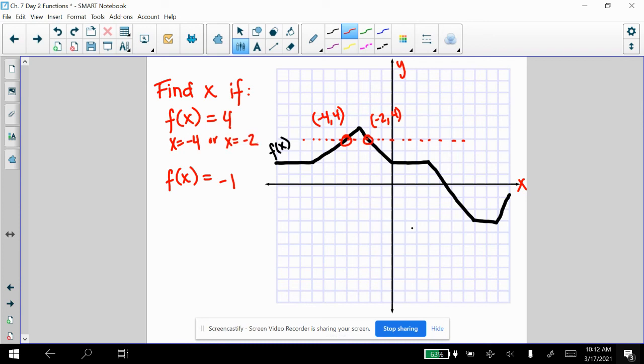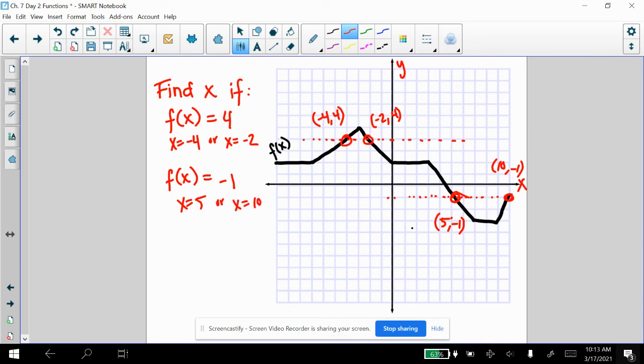Remember, it's okay for 2 inputs, 2 x values, to have the same output, right? Because 2 people can have the same birthday. Again, let's think about f of x equals negative 1 here. Now I'm going to go down to negative 1, and I'm going to see where it crosses here. Again, I end up with 2 values. I have one right here and one right here. So this coordinate is going to be 1, 2, 3, 4, 5. So this is 5 comma negative 1. So one of my inputs could be 5, or 6, 7, 8, 9, 10. This is 10 comma negative 1. So my other value would be x equals 10.